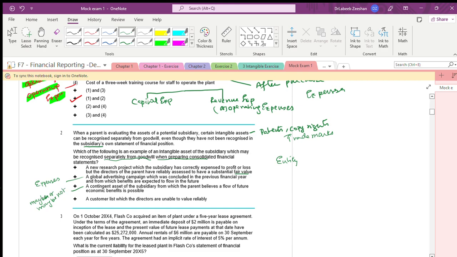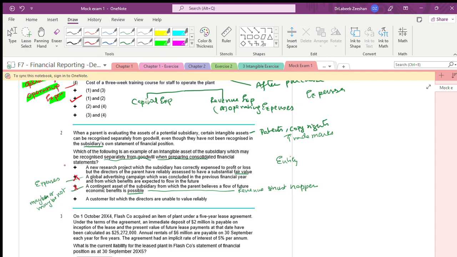See, it is not certain. By name itself, a contingent asset is something from which the parent believes a flow of economic benefits is possible. No, it's not just possible, it should happen. Is it right? Intangible asset means the revenue should happen, must happen. Again, it is not. It is also not the case.